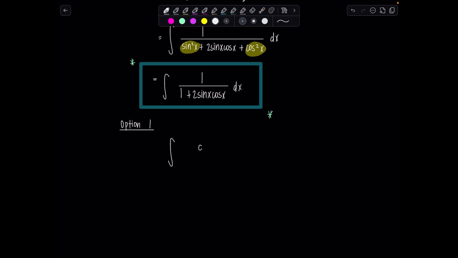So let's do just that. We have the integral, let me put dx here, of 1 over 1 plus 2 sin x cosine x, and now everybody is going to get divided by cosine squared x. Let's see what we have.